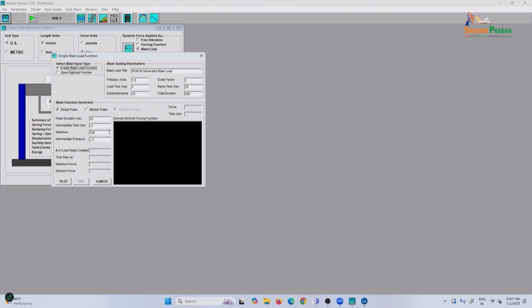So, what I did was to create a triangular loading. You still use a simple pulse, but then I used a ramp time of 70 seconds. That is the only way to create it. You can't use bilinear for this. Created a ramp time of 70.